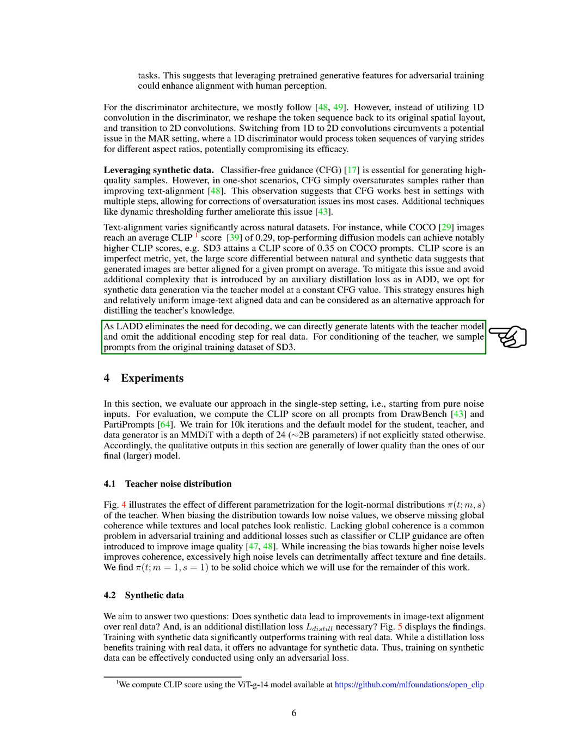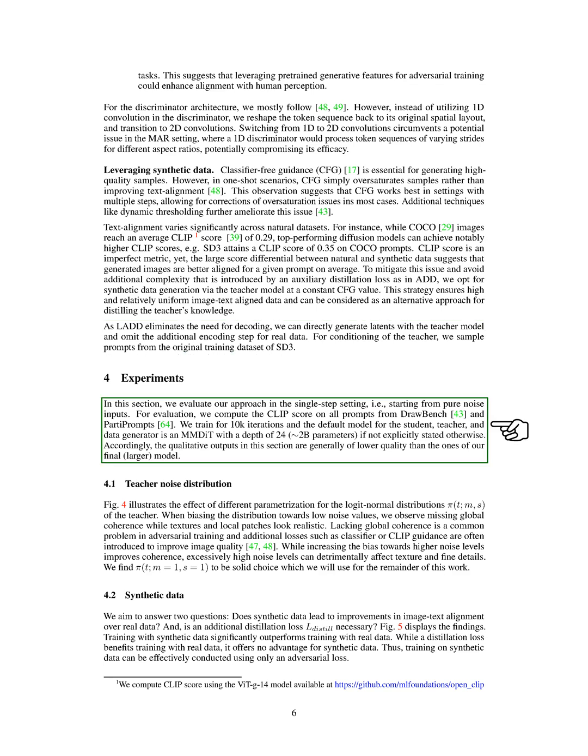Section: Experiments. In this section, we assess our method in a scenario where we start from pure noise inputs. To evaluate, we calculate the clip score on prompts from drawbench and party prompts. We train for 10K iterations using an MMDIT model with a depth of 24, around 2 billion parameters, as the default for the student, teacher, and data generator. The results in this section are generally of lower quality compared to our final larger model.